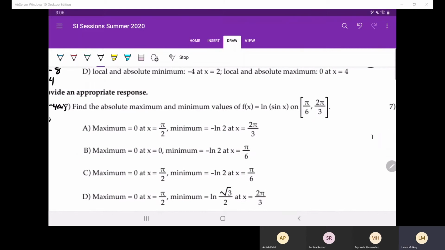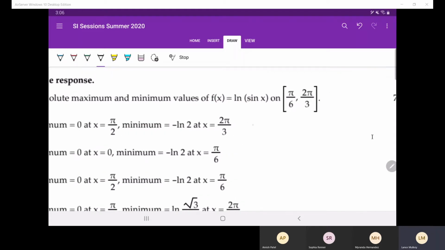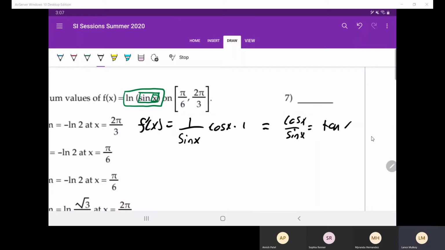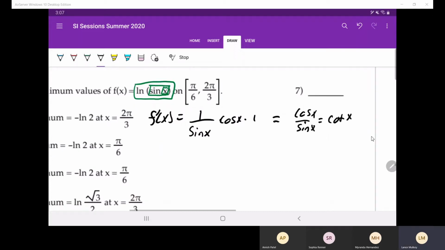Find the absolute maximum and minimum values of f of x equals natural log of sine x. Oh, wow. Okay, so we'll do f prime of x. What's the derivative of natural log of x, guys? Correct, 1 over x. So you do 1 over sine x times the derivative of sine x, which is cosine x, times the derivative of x, which is 1. So that equals cosine x over sine x, which equals cotangent of x. Now we want to set cotangent of x equal to 0.